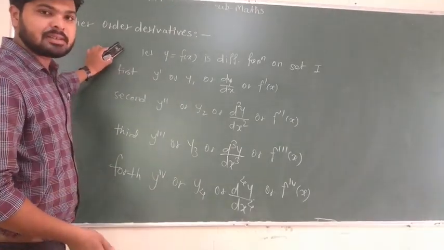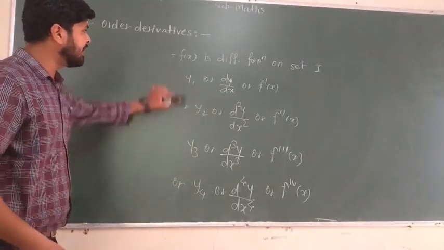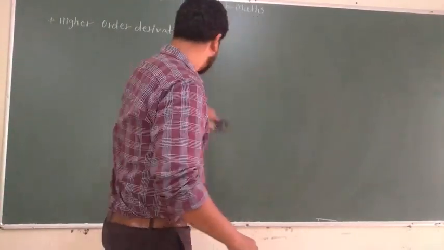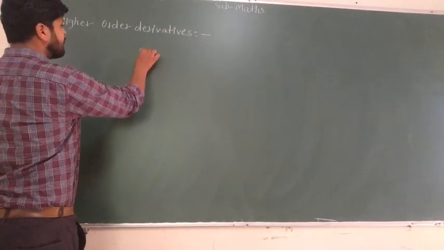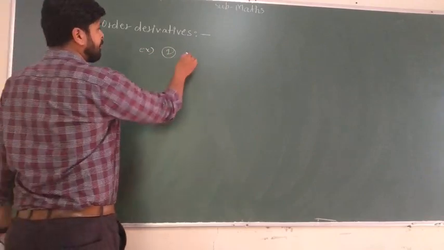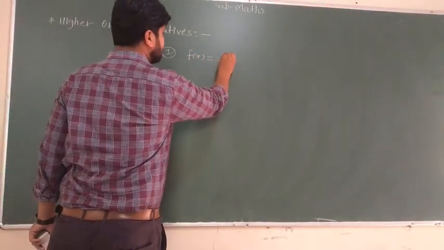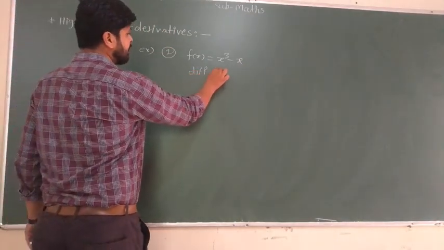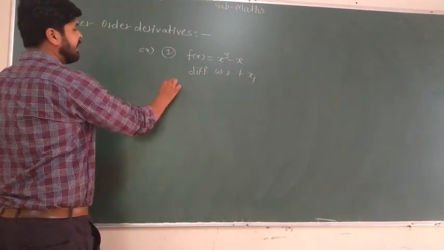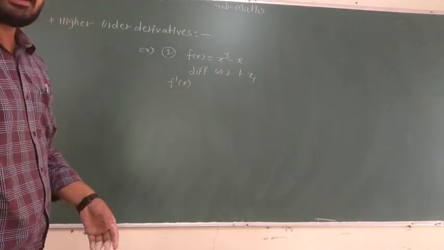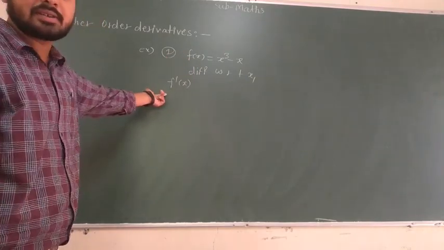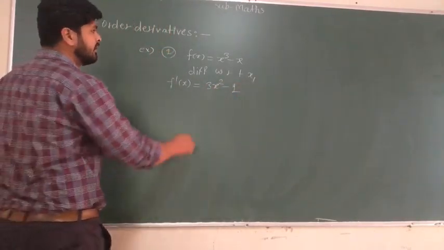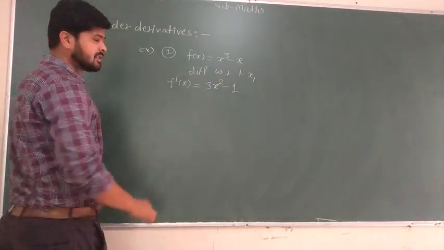So let us see examples, how to find higher derivatives. Example number 1: f of x is equal to x cube minus x. If I differentiate with respect to x, then I get f dash of x. We can denote this f of x as y. So this is your first derivative. f dash of x is equal to 3x square minus 1. The derivative of x cube is 3x square, and the derivative of x is 1.